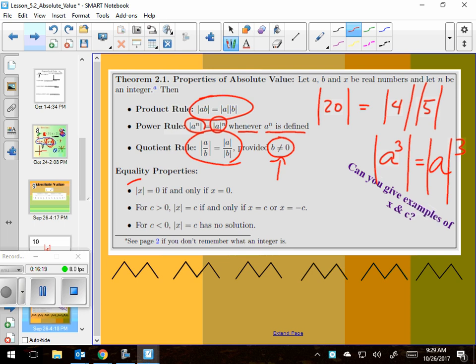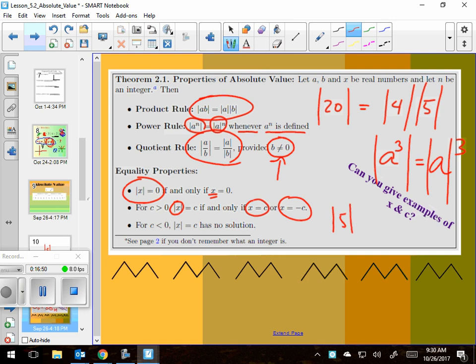Okay, the absolute value is 0 only if x is 0. That seems so logical, but mathematicians will define things very carefully. They want to cover all the exceptions. Okay, and if c is bigger than 0, it's saying that the absolute value will be x equals c or x equals negative c. Do you remember doing that? That's like this.